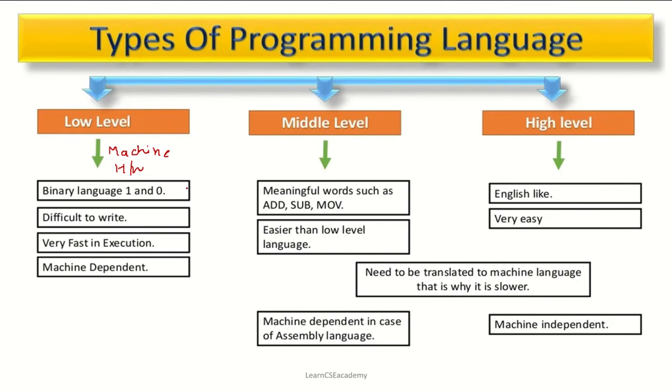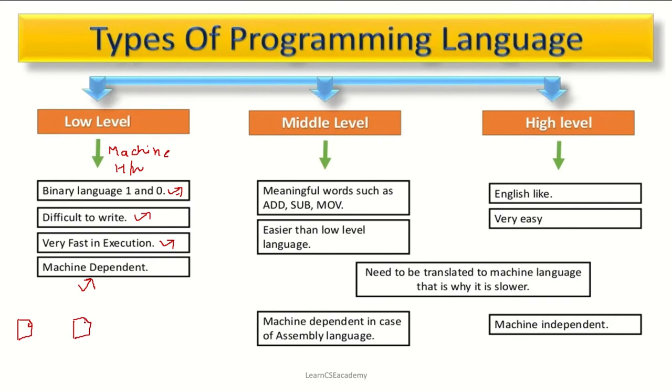Basically, binary language 1 and 0 is called machine language, which is difficult to write and difficult to code in, because all the code first has to be converted into binary language and then fed into the computer hardware, which is very fast in execution. Why is it very fast in execution? Because it does not need to translate from high level to low level language, because it is already low level. It is machine dependent, because the code for one machine will not work on another machine.